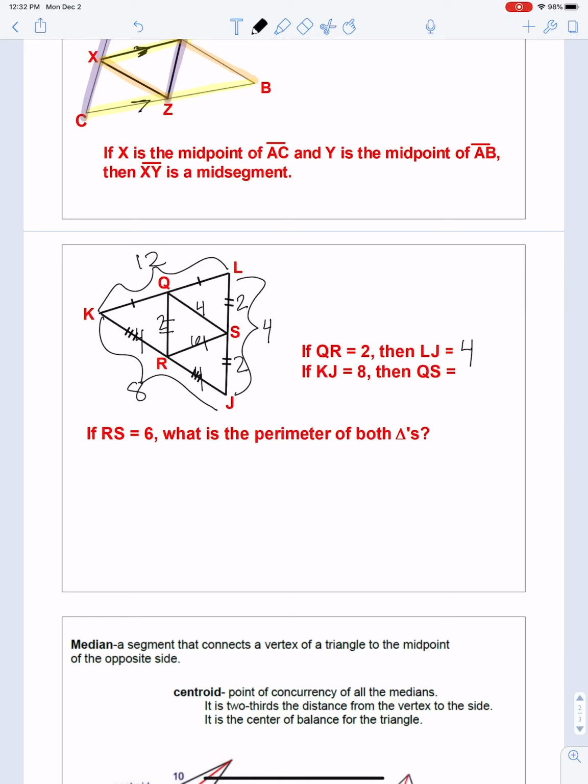If we're going to do perimeter, we're going to add them all up. So the perimeter of triangle KLJ, I would have 12 plus 4 plus 8, which is going to be 24. And then the perimeter of the smaller triangle, triangle QRS, I would have 2 plus 4 plus 6, which would be 12. Now you can notice that the perimeter of the smaller triangle is half of the larger triangle because the smaller triangle is made up of the mid-segments, which are half of each side.